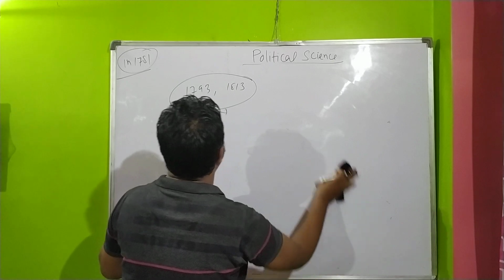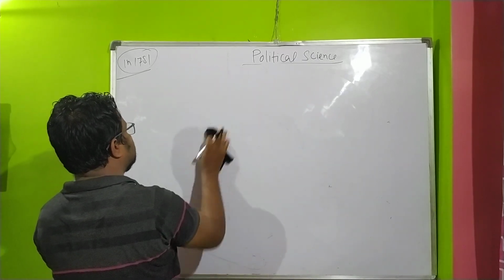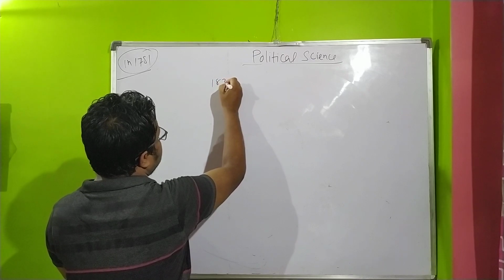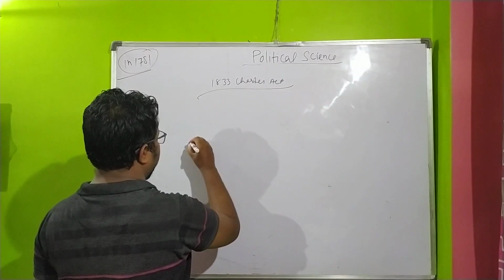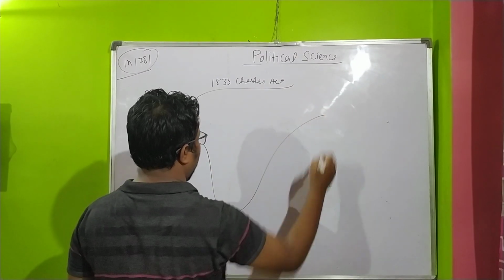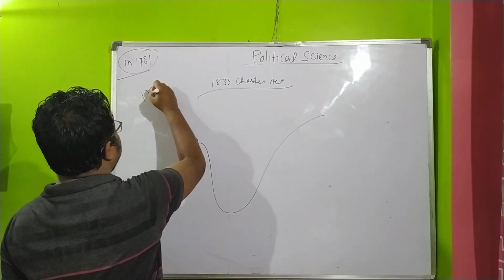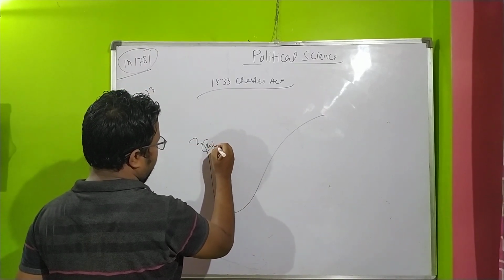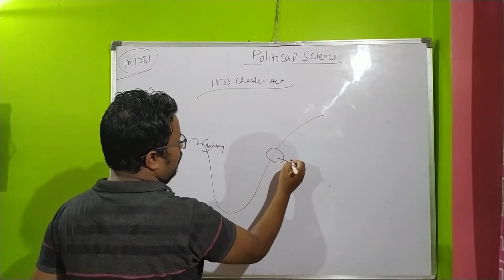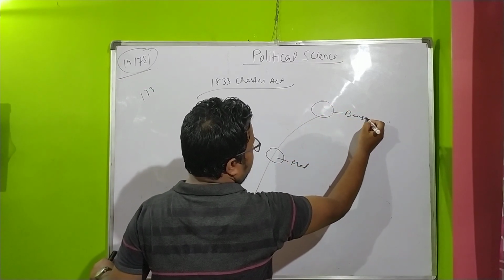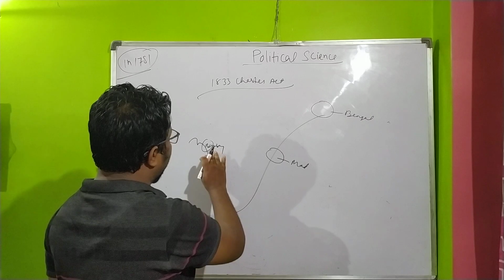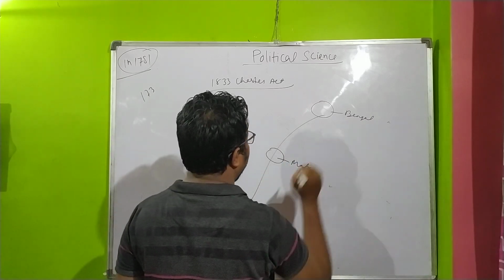Okay, so now one of the most important acts which was passed is the 1833 Charter Act. Okay, it is very important. Now what was happening in the 1833 Charter Act? I have already done this. In 1773, this was the Bombay Presidency, this was the Madras Presidency, and this was the Bengal Presidency.